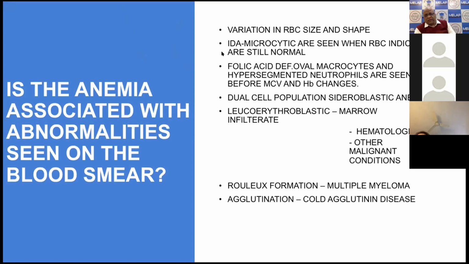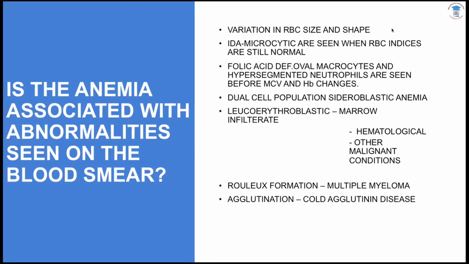Dual cell population we find in sideroblastic anemia or iron deficiency anemia on treatment. Sometimes we find nucleated RBCs as well as immature leukocytes in the peripheral blood. This is called leukoerythroblastic infiltrate. And where do we observe this? In hematological conditions as well as other malignant conditions. In this, the bone marrow microenvironment is disturbed.